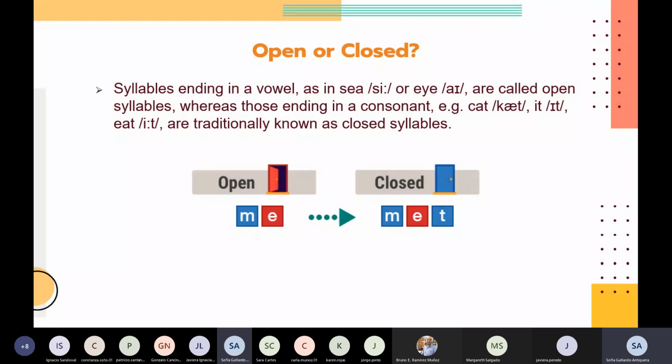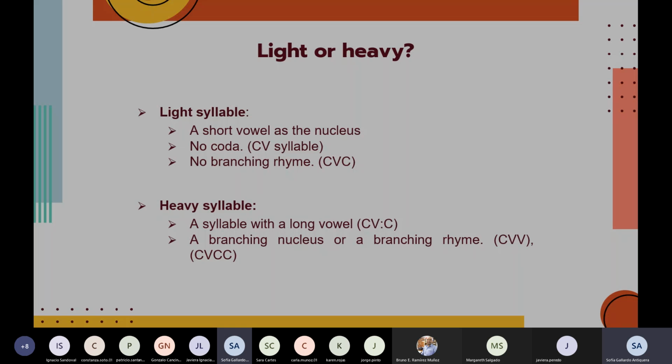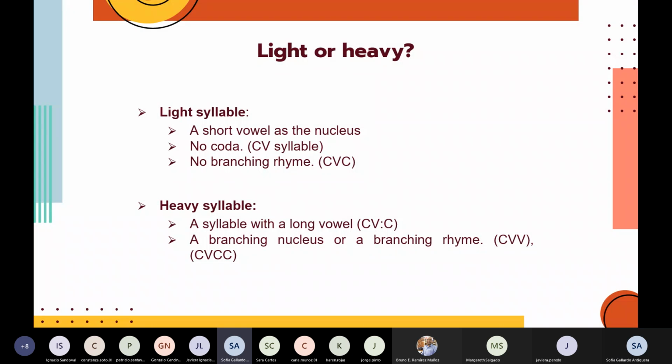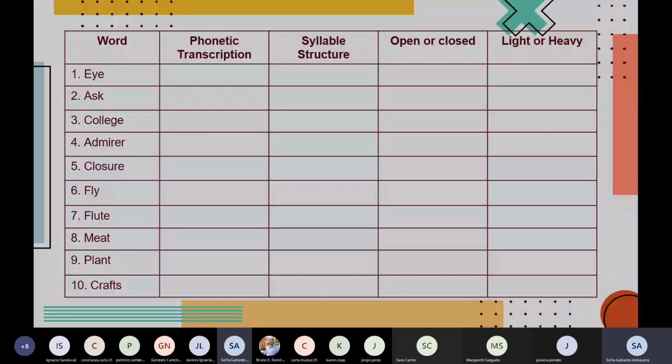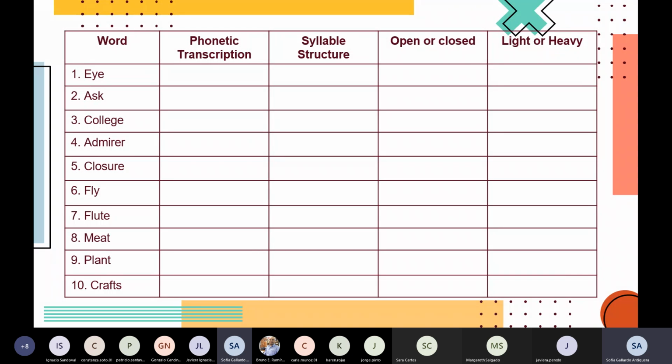Okay, so let's continue. Any other question about light or heavy? I think it is clear. Okay, perfect. Thank you, Sarah. So here you have the list of words, and you will have 15 minutes for this, but in case you need more time, you just let me know, okay? Starting from now.